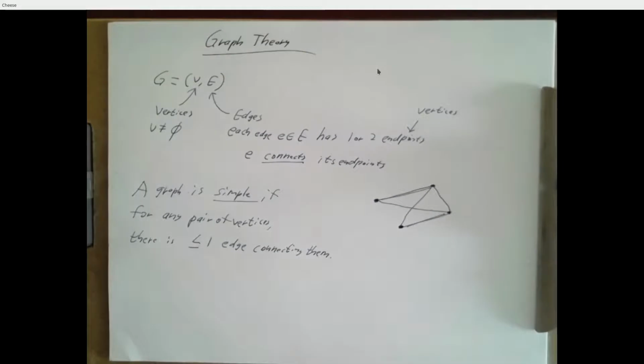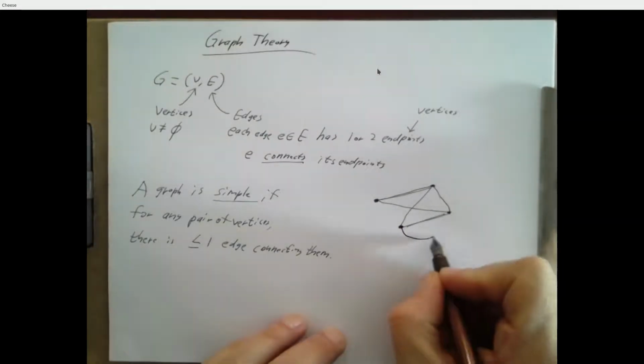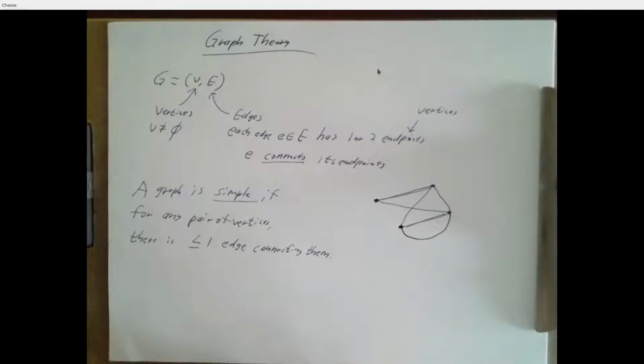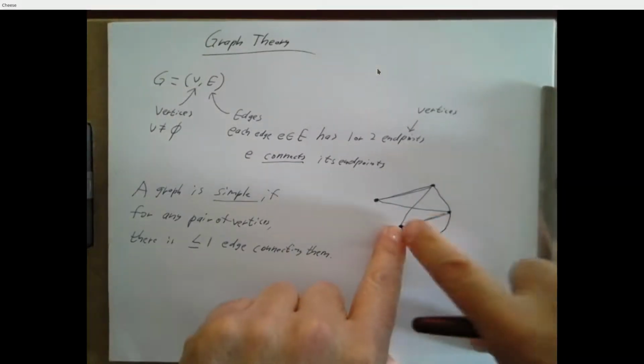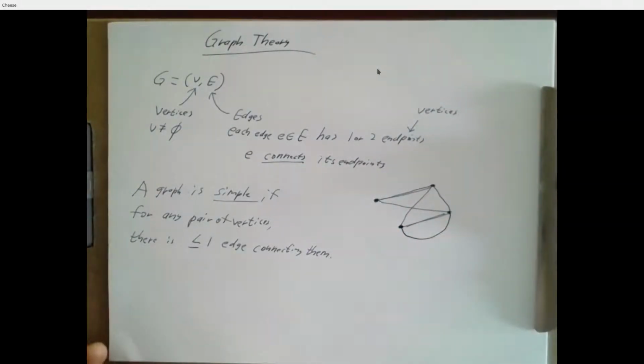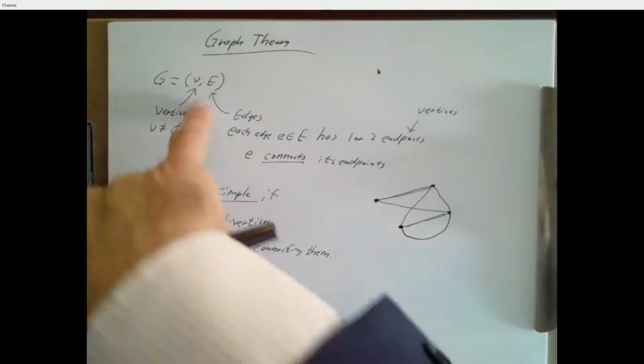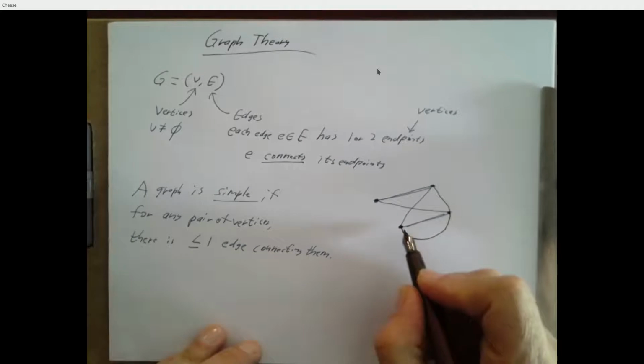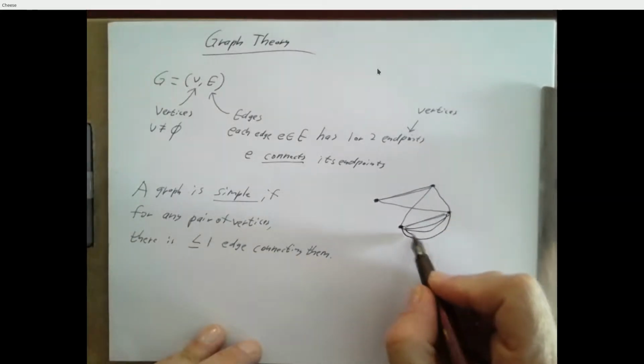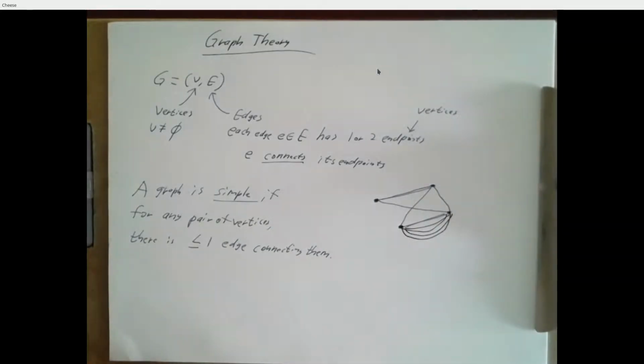If I were to add another edge like this, it's no longer simple because these two vertices are connected by two edges. And mostly we're going to deal with simple graphs. Technically up here we could have a whole bunch of connections between the same pair of vertices and it's still a graph, but it's not simple. Right? So mostly we'll work with simple where we have at most one connection between any pair of vertices.